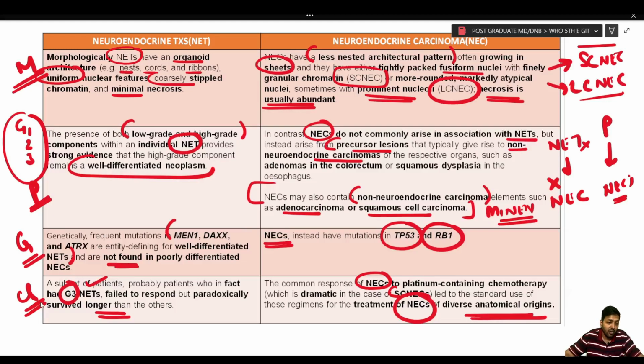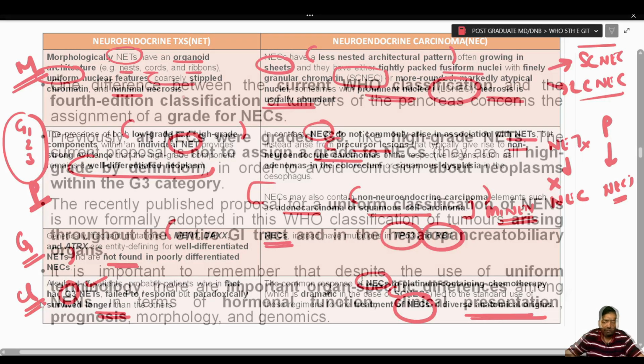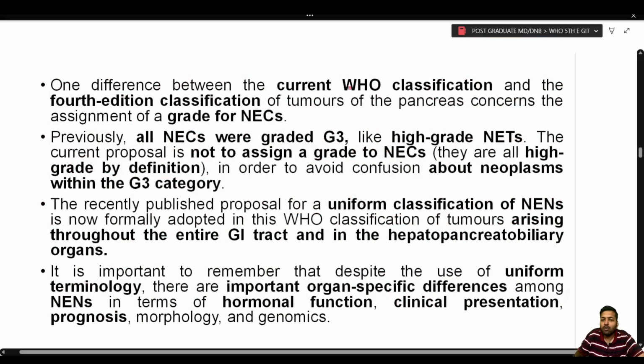Prognostically, the neuroendocrine tumors have a much better prognosis compared with the neuroendocrine carcinoma. One difference between the current WHO classification and the 4th edition classification of tumors of the pancreas concerns assignment of a grade for neuroendocrine carcinomas. Previously all the neuroendocrine carcinomas were graded G3 like high grade NETs, okay? But the current proposal is not to assign a grade to the neuroendocrine carcinomas. They are all high grade by definition. And this is done to avoid confusion about neoplasms within the G3 category.